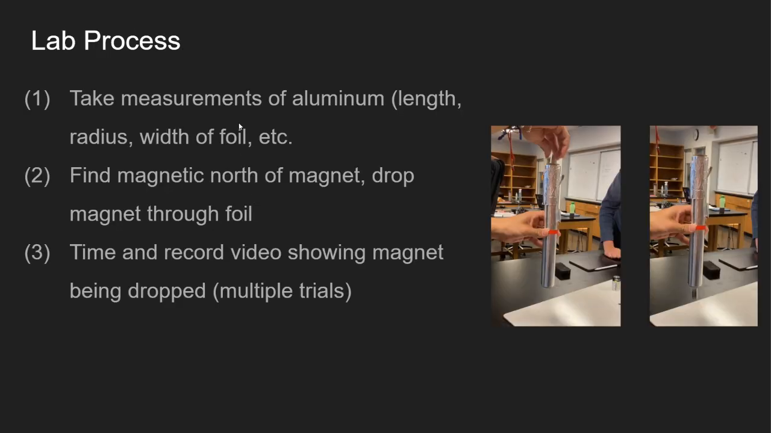To describe our process in lab, first we took the measurements of the aluminum. So this little tube of foil right here, we got its length, the width of the foil, the inner foil and the outer foil, what's in between there, and then the inner radius also. We found the magnetic north of the magnet and then dropped it with that magnetic north oriented upwards through the foil. And we repeated that 5 times, with multiple trials meaning 5. We recorded a video each time to see what the time looked like.